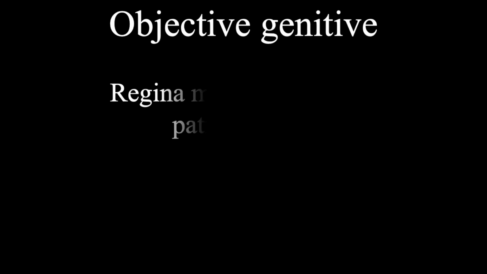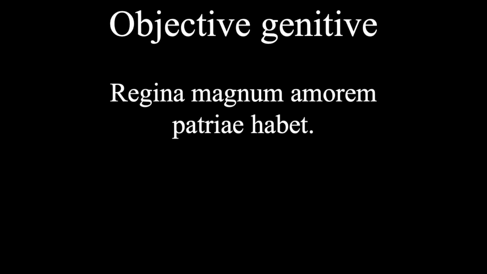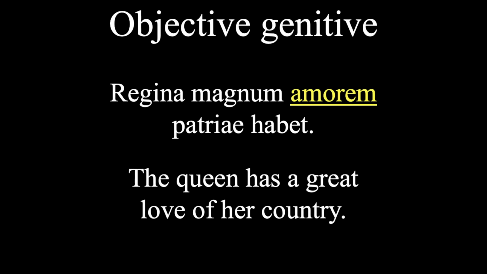next example. Regina magnum amorem patriae abet. Amorem is the accusative form of the noun meaning love. So this sentence could be translated, the queen has a great love of her country. This is definitely an objective genitive because the country is the object of the love. It's not possessive because the love belongs to the queen, not the country. The love is directed at the country. It's the object, therefore this is an objective genitive.